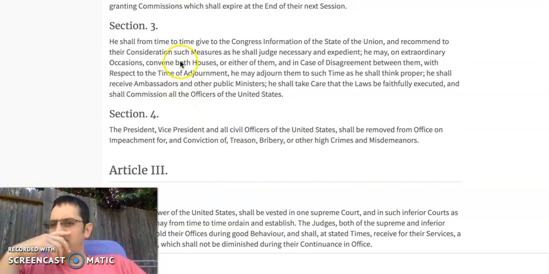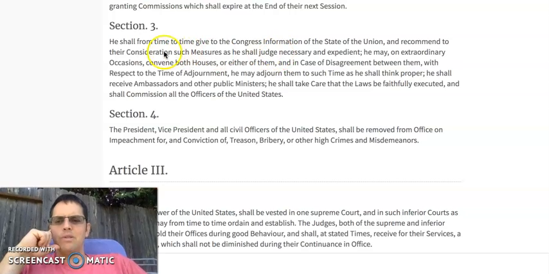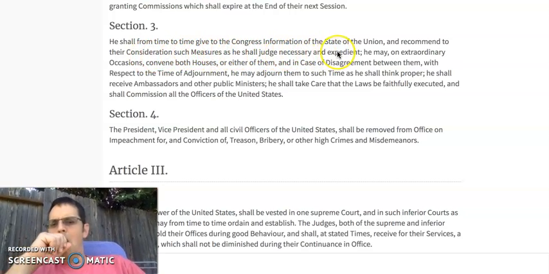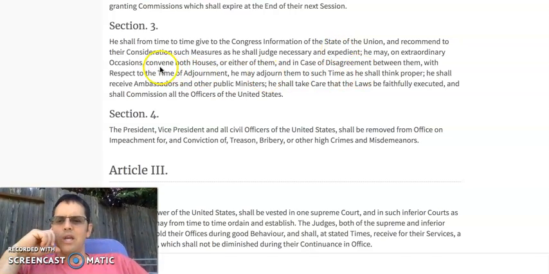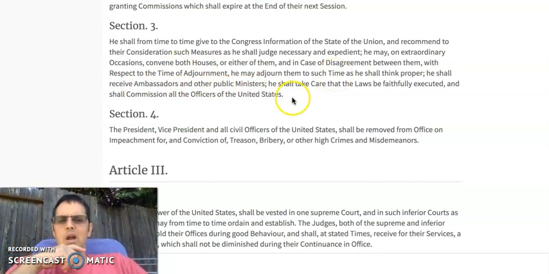Section 3. He shall from time to time give to the Congress information of the state of the Union, and recommend to their consideration such measures as he shall judge necessary and expedient. He may on extraordinary occasions convene both houses, or either of them, and in case of disagreement between them, with respect to the time of adjournment, he may adjourn them to such time as he shall think proper. He shall receive ambassadors and other public ministers. He shall take care that the laws be faithfully executed, and shall commission all the officers of the United States.